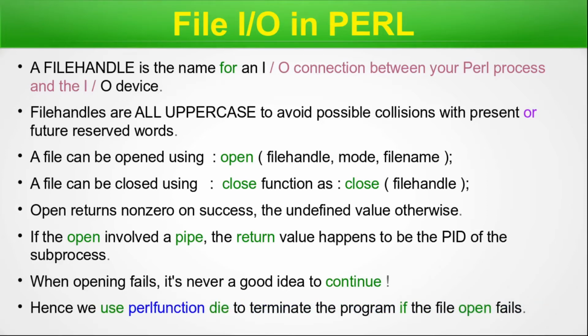Hence, we use die to terminate the program if the open fails. This is a very useful function in Perl: if you fail to open a file, whether you are reading, writing, or whatever you are doing with the file, die will terminate the program if this open operation fails in any mode of opening. So we are done with the summary. Now let's go into details.